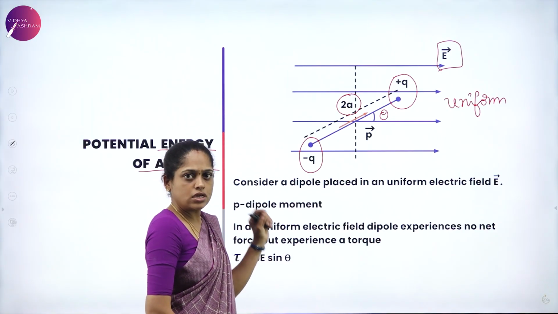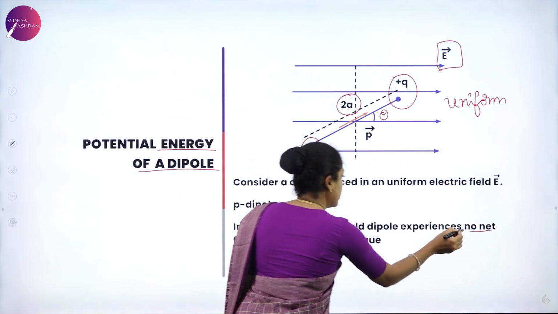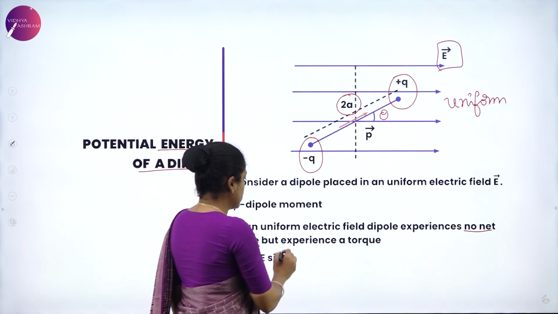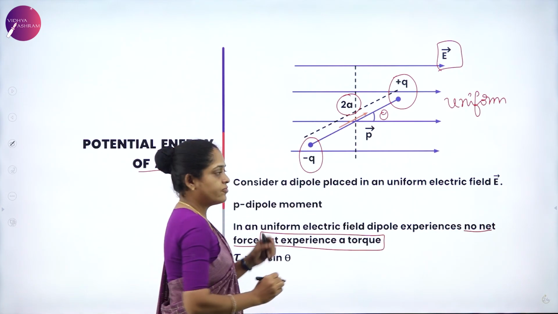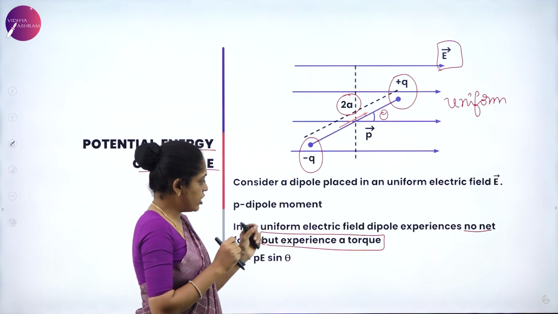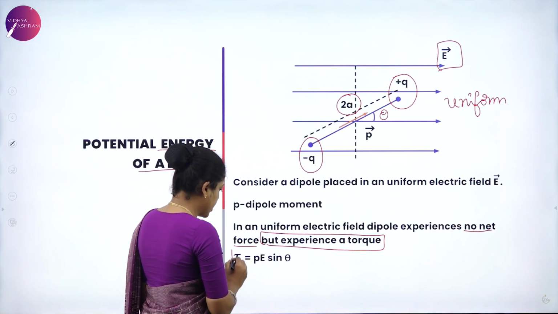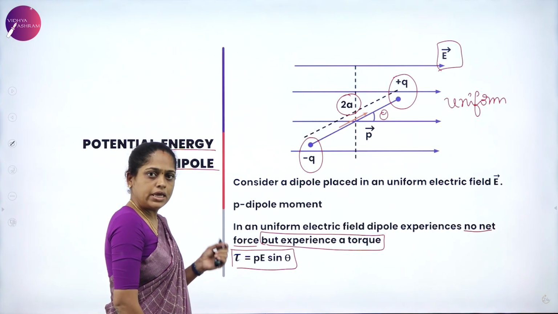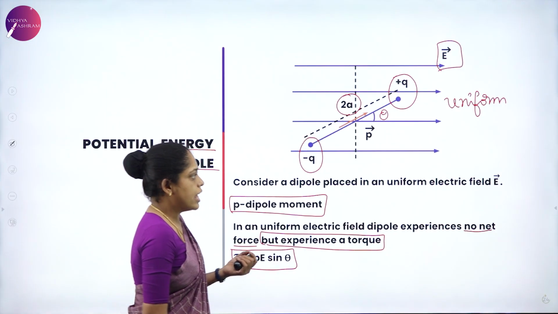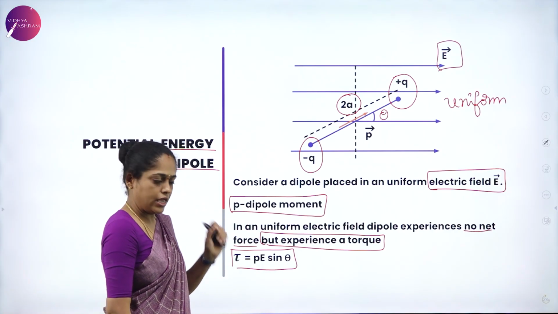Now, whenever we place a dipole in uniform electric field, the net force on the dipole is 0. There is no force on the dipole, but it experiences torque. As forces act at different points, therefore it experiences torque. And we have derived this expression for the torque in the first chapter. The torque is represented as tau. Tau is equal to PE sine theta, where P is dipole moment, E is electric field, and theta is the angle between P and E.